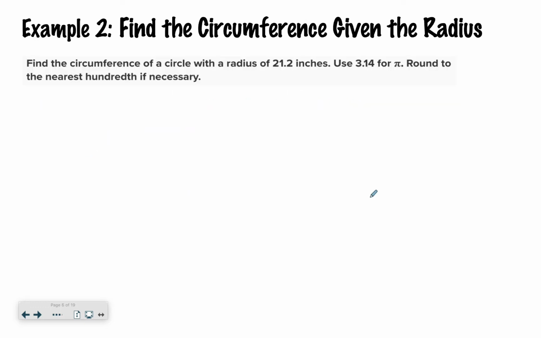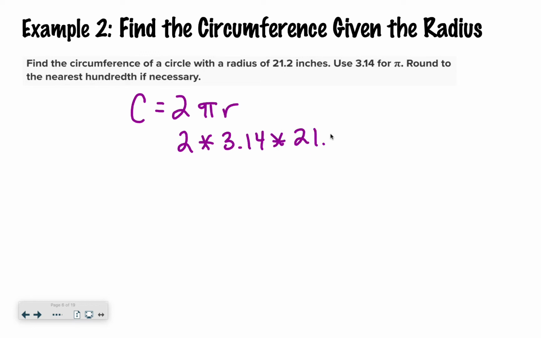Let's move on to finding the circumference if we know the radius. So let's quickly refresh. 2 pi r is how we find the circumference with a radius. Find the circumference of a circle with a radius of 21.2 inches. Use 3.14 for pi, round to the nearest hundredth if necessary. So I'm going to say 2 times 3.14 times my radius of 21.2.